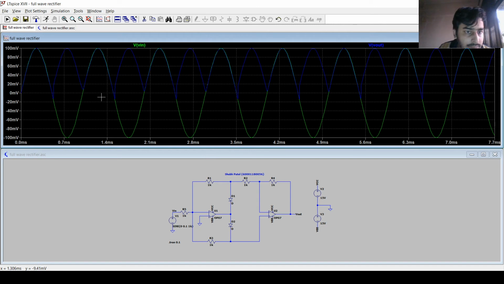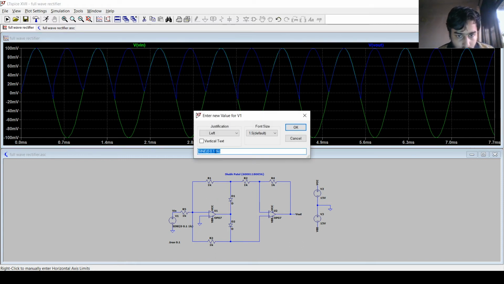As you can see, there is a distortion, but that is very less. Still we are getting a perfect output, positive spikes. Now let's increase the frequency to 5k.